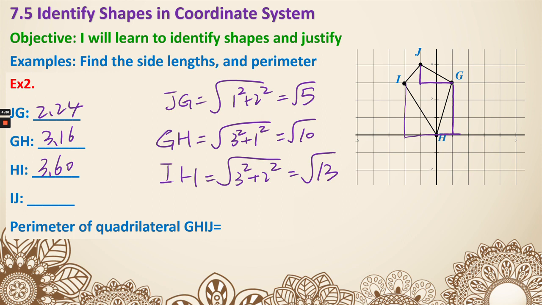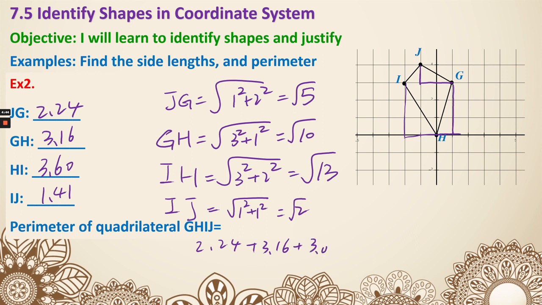And then lastly, we have IJ. That is just a 1 by 1, so 1 squared plus 1 squared, which is the square root of 2, that is 1.41. Next, the perimeter: we're going to add them all together. 2.24 plus 3.16 plus 3.60 plus 1.41. That is going to be 10.41. That's example 2.